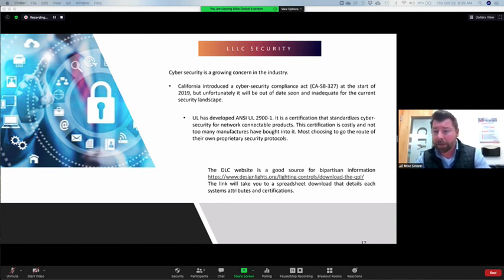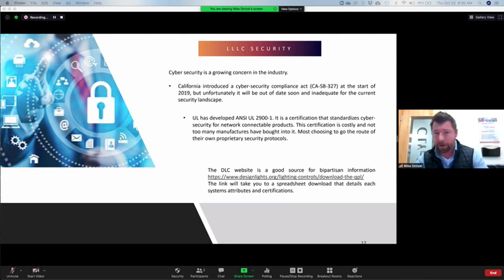UL has developed one, which I think is a great idea. But then that's a standard, and once you get a standard of security, it has to evolve with the time. If it doesn't, then you're basically writing an open book for hackers and thieves that want to get in and get that information. You're making it public. You're saying what types you have.